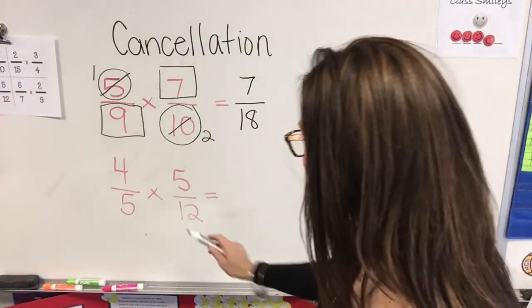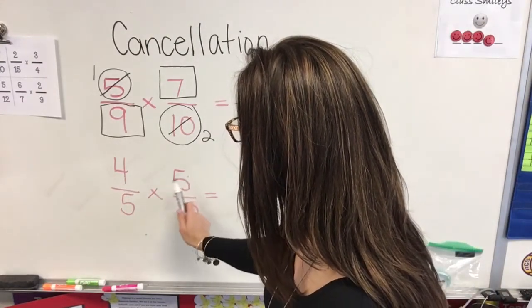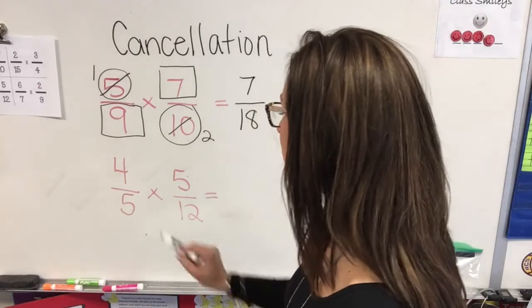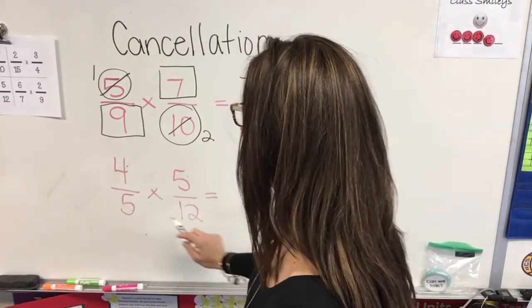Let's do the next one. I have 4 and 12 and 5 and 5. Well, I always like to start with the top left numerator. So 4 and 12.